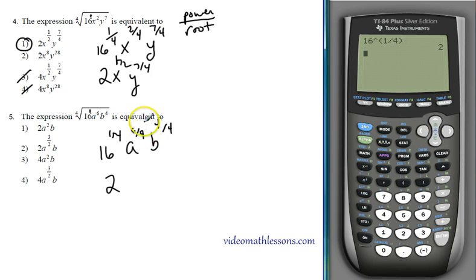6/4 actually can reduce down. So 2 goes into 6, 3. And it goes into 4, 2. And 4/4 is a 1. So I get b to the 1. You don't need to put the 1. So let's take a look at these choices. And it happens to be choice 2.